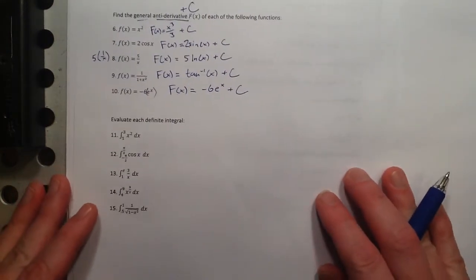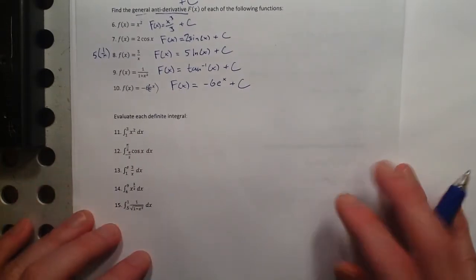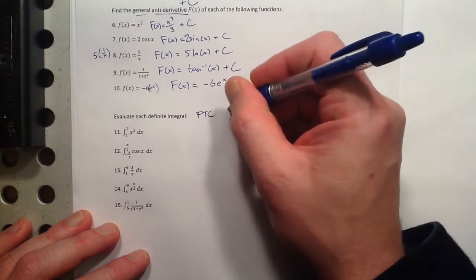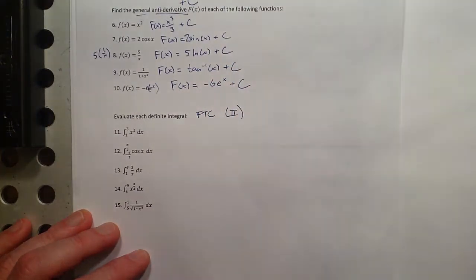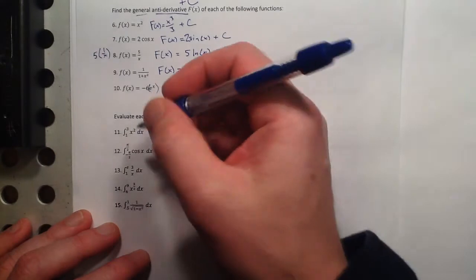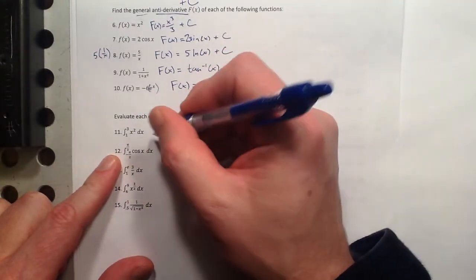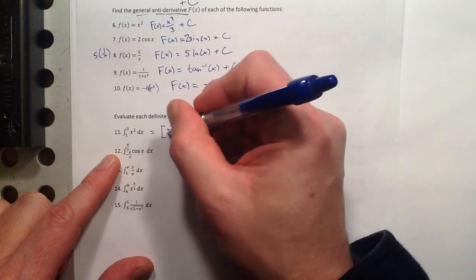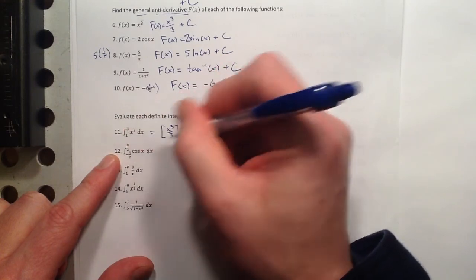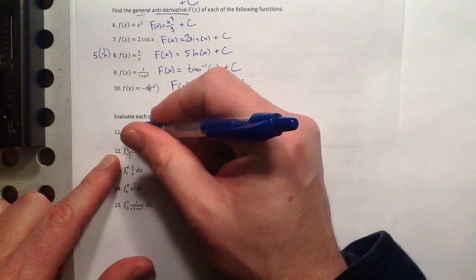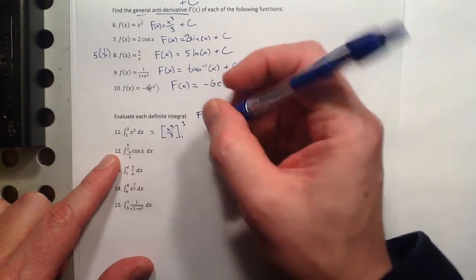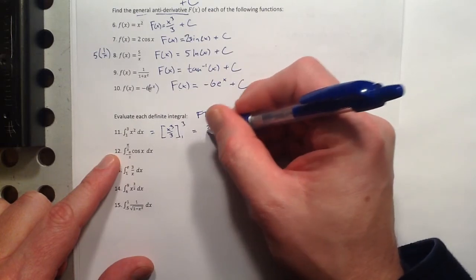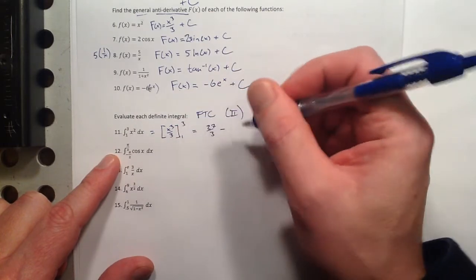Here, we're now evaluating definite integrals. So this is Fundamental Theorem of Calculus, Part 2. We know that we evaluate these by finding the antiderivative and then plugging in the so-called limits of integration. Top first, minus bottom.